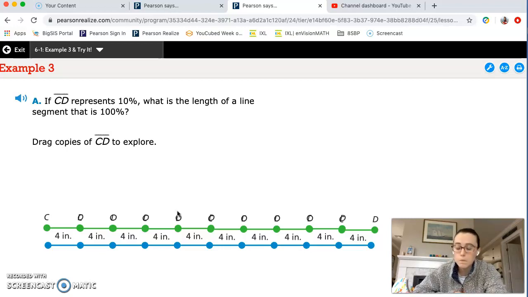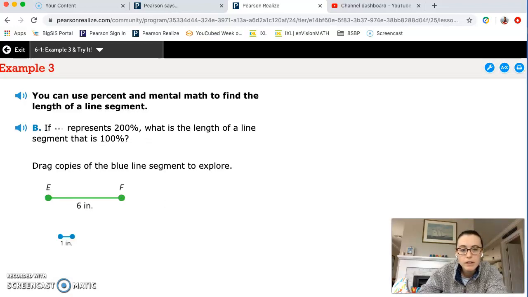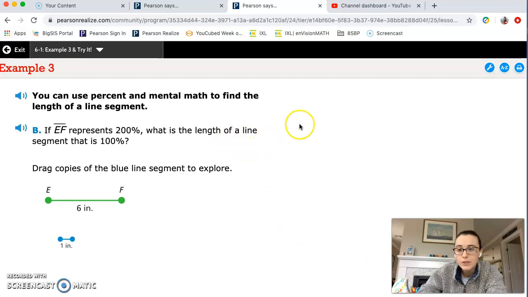Okay. Our second question asks us, and I'm going to flip to the second part of this example here. It says you can use percent in mental math to find the length of a line segment. If line segment EF represents 200%, what is the length of a line segment that is 100%? So you might say to yourself, well, if it's out of 100, what does 200% mean? And I want you to think about it. So if we had 200 over 100, we could reduce that to 2 over 1, which is equivalent to the number 2. So 200% would be double 100%.